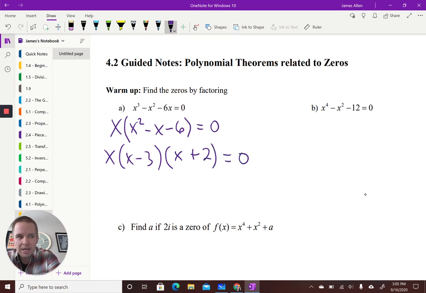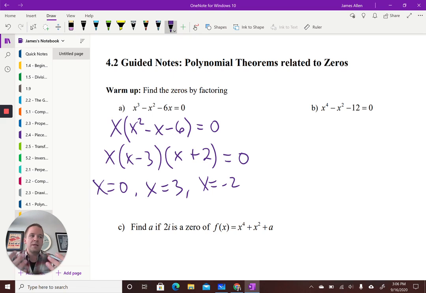So I'm going to get x equals 0. x equals 3, if I set x minus 3 equal to 0 and solve. And then x equals negative 2. So those are my zeros. All right. Wonderful. Let's try part B here.